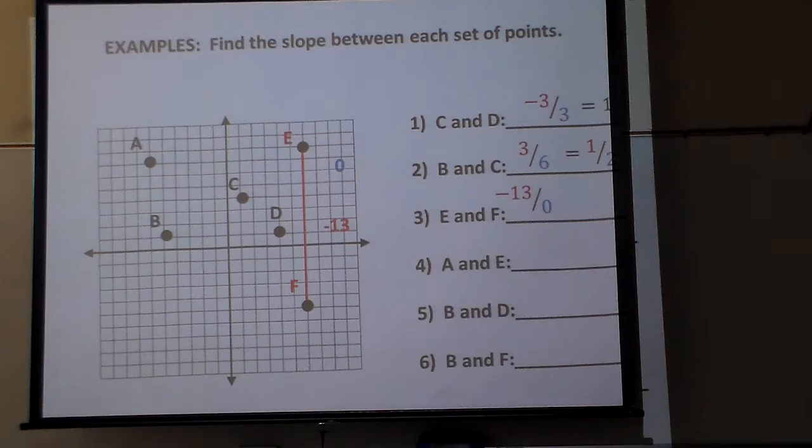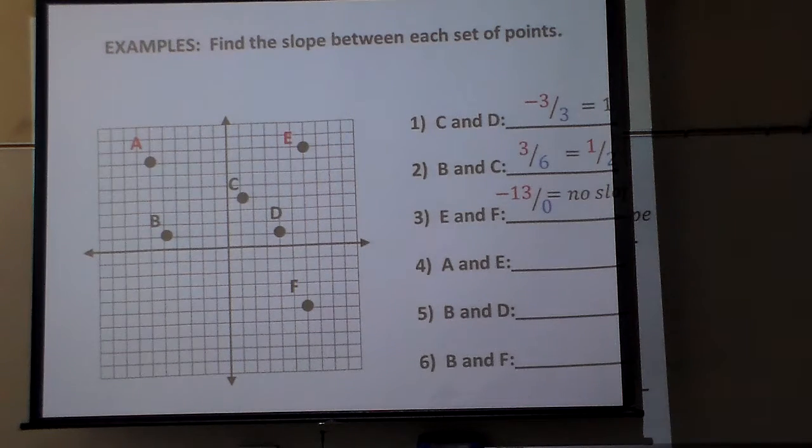No, and I'll tell you why. Because you have negative 13 over 0, and when you divide by 0, it's not possible, so I'd say no slope. And even if I had a positive 13 divided by 0, the answer still would have been no slope. Can't divide by 0, so it's no slope. That's straight up and down, a vertical line.